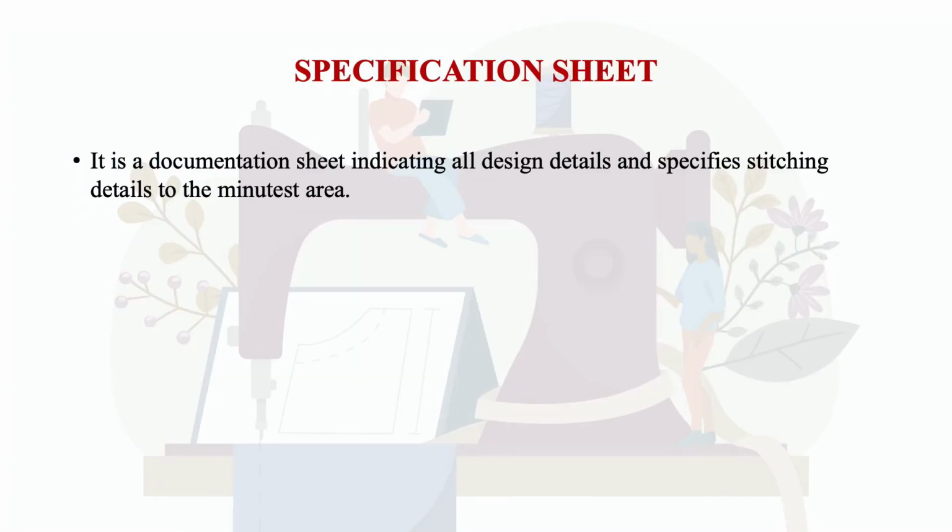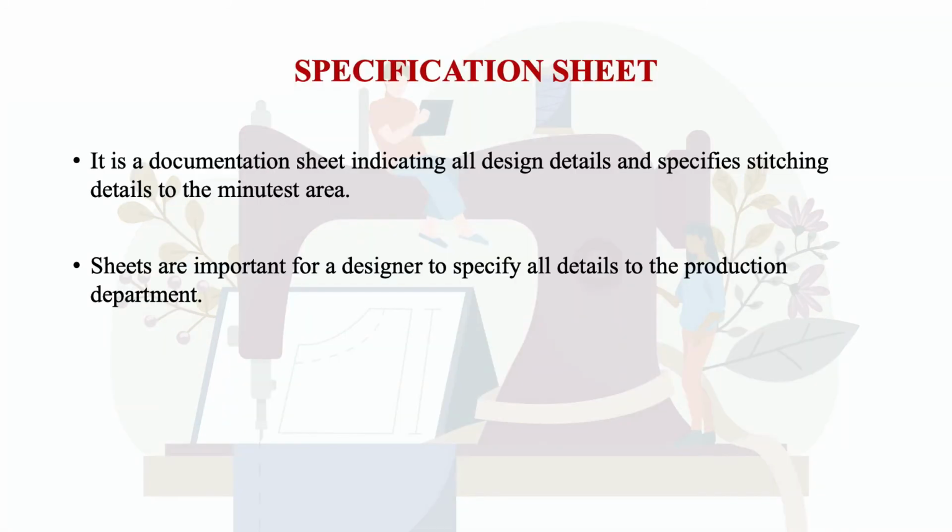So it is a document sheet indicating all design details and stitching specifications, and it specifies stitching details down to the minutest area, from the pattern to the stitching: what type of buttons have to be used, what type of threads have to be used. All that information is given on this particular specification sheet. So we can say spec sheets are important for designers to specify all details to the production department.